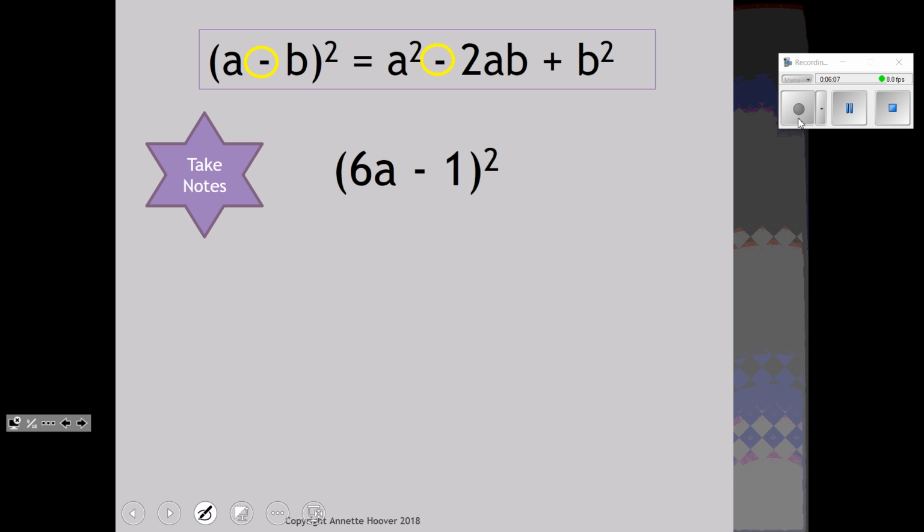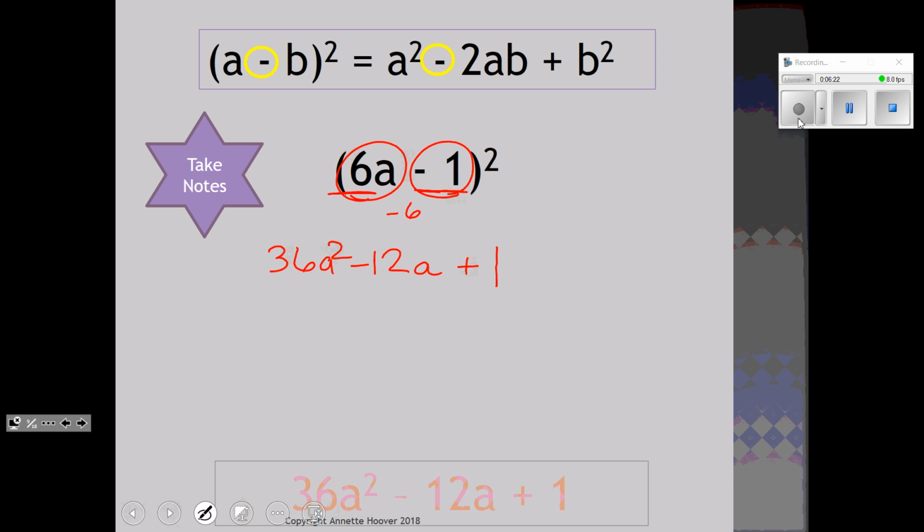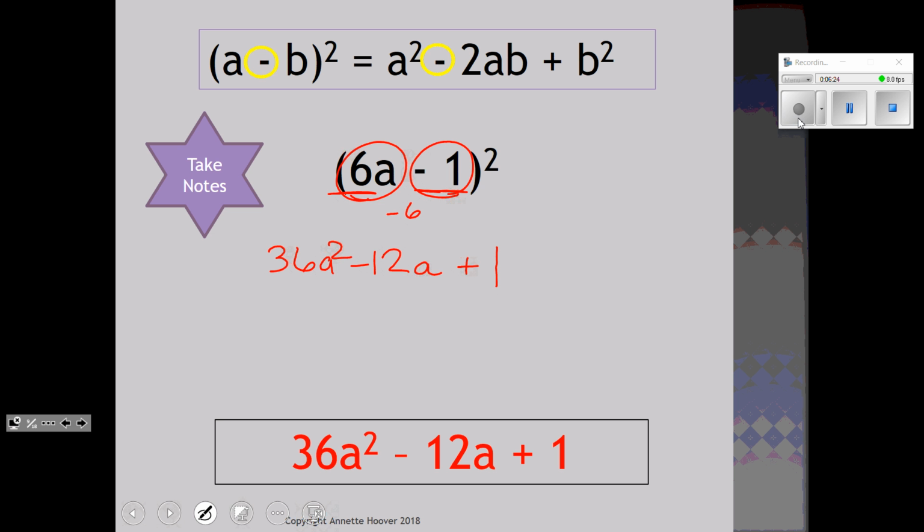Okay, practicing again, we double it. 6a times 6a would be 36a squared. Negative 1 times negative 1 is a positive 1. We have a 6 times a negative 1, which is negative 6. We double it, it would be negative 12a. So your final answer is 36a squared minus 12a plus 1.